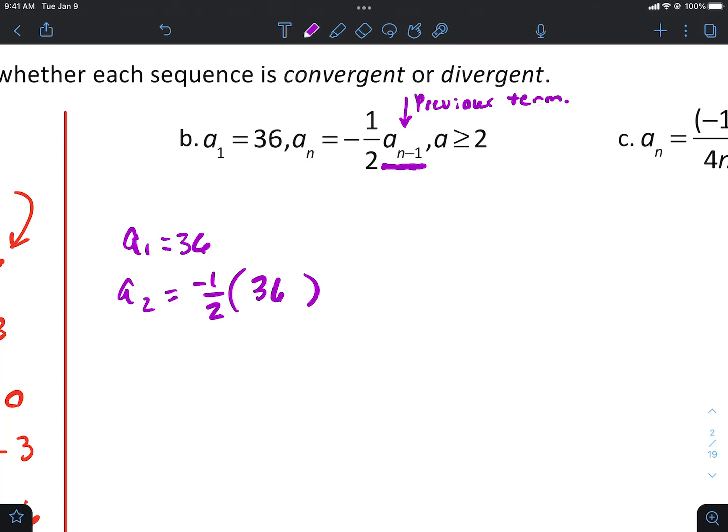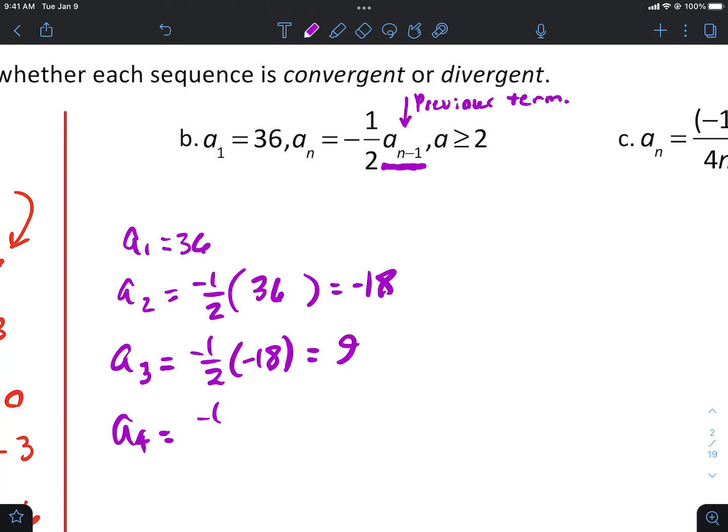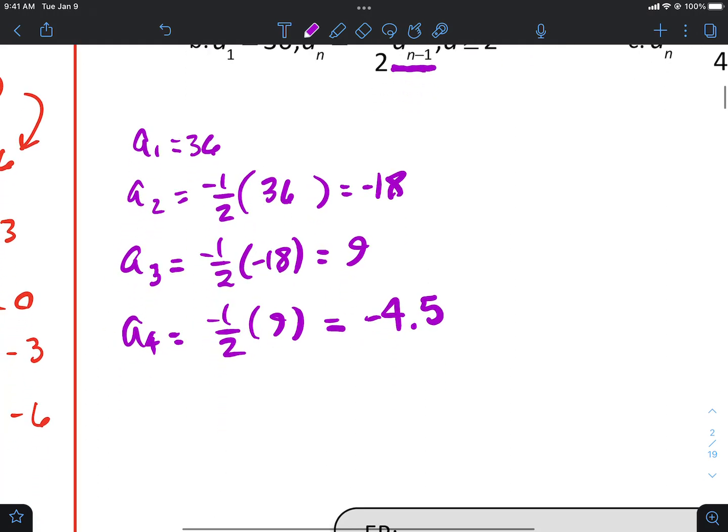The previous term was 36. Negative half of 36 would be negative 18. And we can keep going here. A sub 3, negative half of negative 18 should come out to positive 9. A sub 4, negative half of 9. So half of 9, that'd be negative 4.5, or negative 9 halves if you want. 4.5 is probably good.